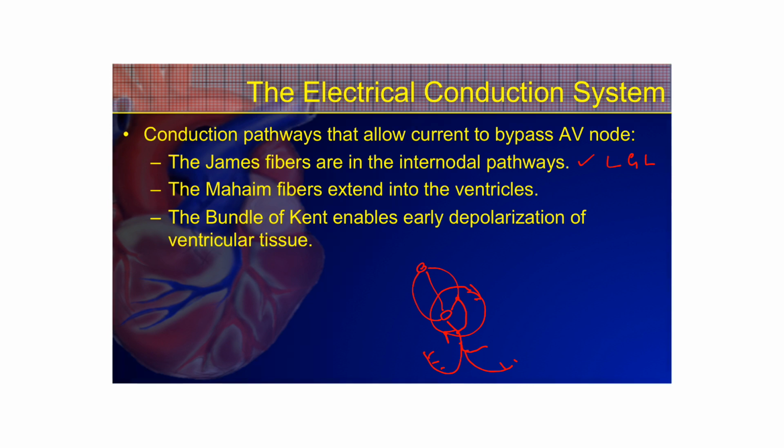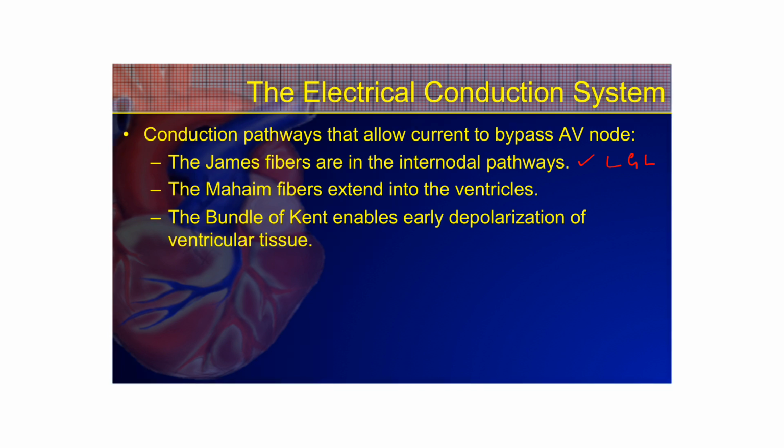You could also have something called Mahaim fibers, and Mahaim fibers are in the AV node, the His bundle and the bundle branches. It could be any of those, and they extend into the ventricles and provide a common pathway for reentry dysrhythmias as well. Or another common one that you're definitely going to learn a lot about is the, let me erase this.